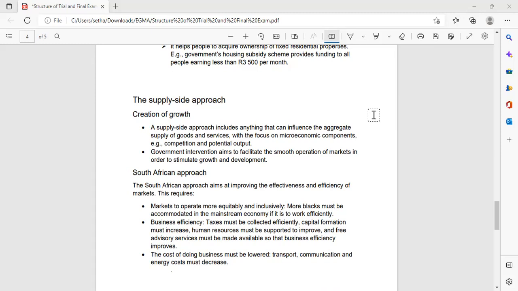The cost of doing business must be lowered to increase production. The cost of transport, communication, and energy must decrease so as to stimulate or increase production.